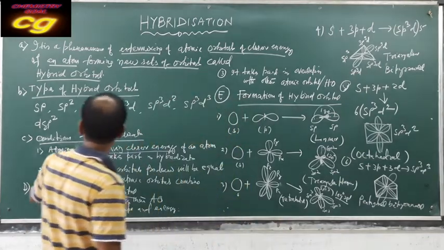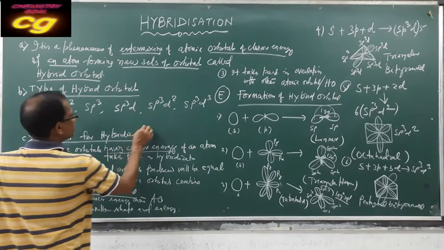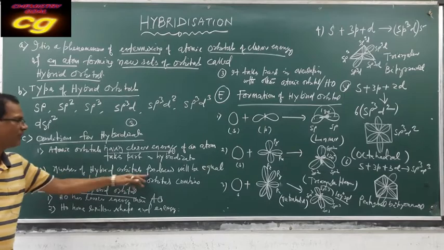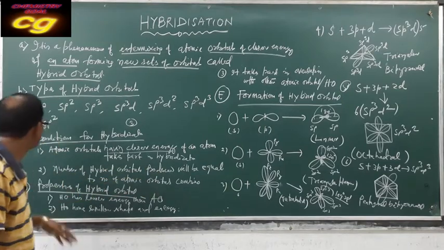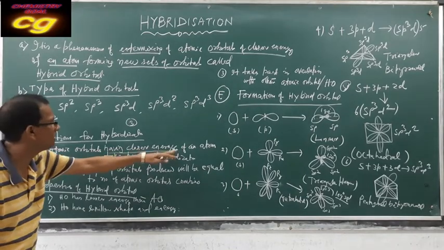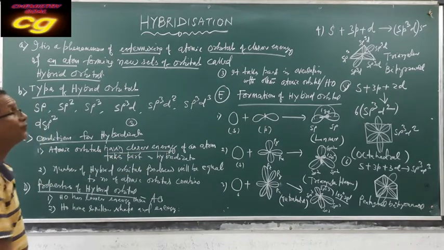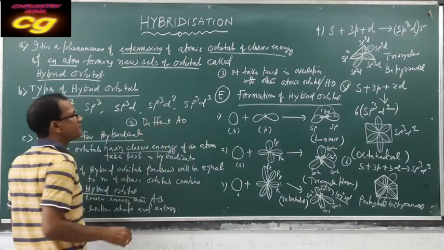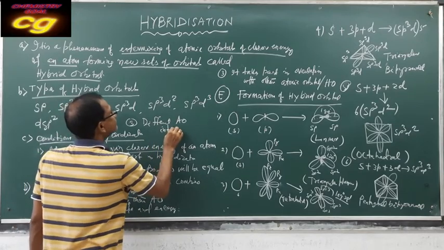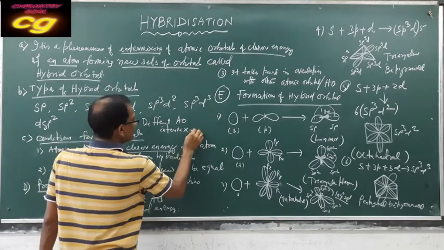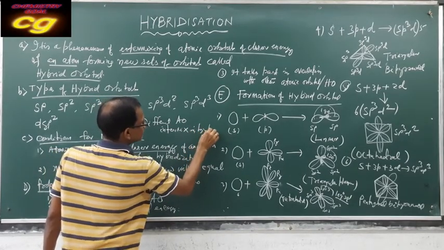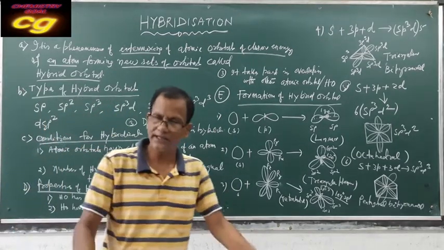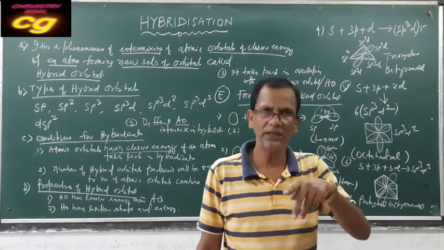Another important condition you can add, the third condition. Second condition: the number of hybrid orbitals produced will be equal to the number of atomic orbitals. First condition: atomic orbitals having closer energy of an atom take part in hybridization. Different atomic orbitals, not the same, intermix in hybridization. By taking s, hybridization is possible. You have to take s, p like this.